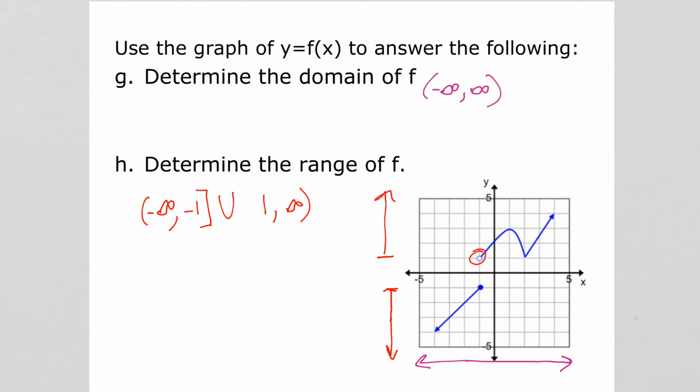Because of this open dot, we would think we need to put just a parenthesis because we're not including 1. But this little spot right here is including 1. So that means we will use a bracket.